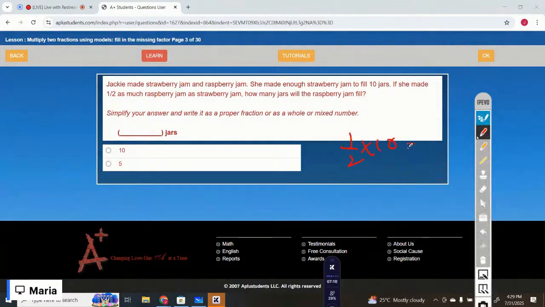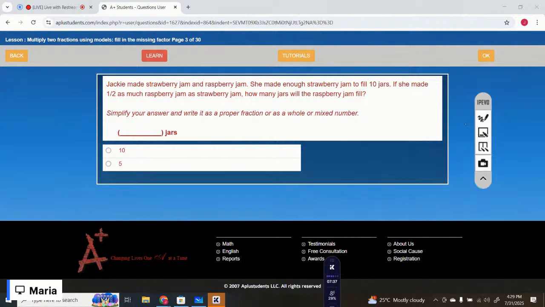1 by 2 times 10. So 10 times 1 is 10 and 10 over 2. So 10 divided by 2 is 5. The correct option is 5. Option number 2 is the correct option.